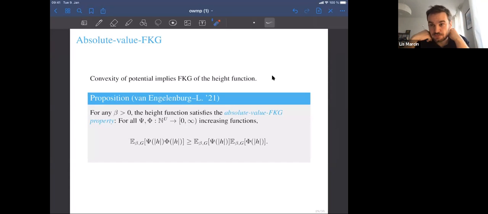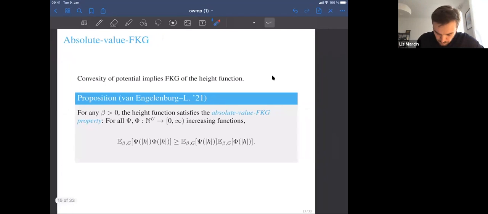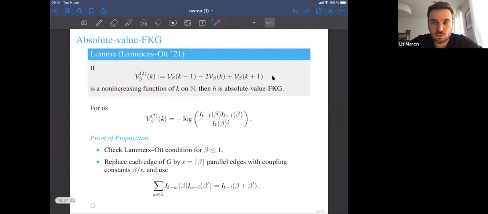But it became obvious in recent years that it's very useful to have a different property, which we call absolute value FKG for the height function, which is stated in this proposition. Intuitively, it tells you that if you know that the absolute value, or the modulus, of the height function is high at some point, then this increases the probability of it being high at some different points. It can be stated in the classical FKG formulation like here. I just want to say two words about the proof of this fact, which is crucial for our proof.